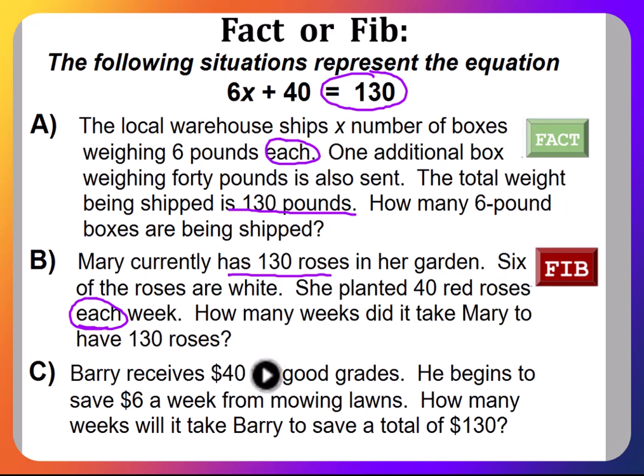C, Barry receives $40 for good grades. Does it say that it happens more than one time? No, he just receives $40. That would be a plus 40, which matches up here. He begins to save $6 a week for mowing lawns. $6 a week. Could that happen multiple times? Sure, if he's saving more than 1 week, right? So 6 a week is the same as 6 times the week. Well, would that be 6x? Sure. How many weeks will it take him to save a total of 130? Is our total 130? Yes. So that means that C is also a fact. Okay, good job, Bobcats.